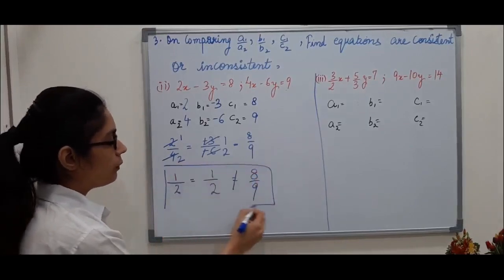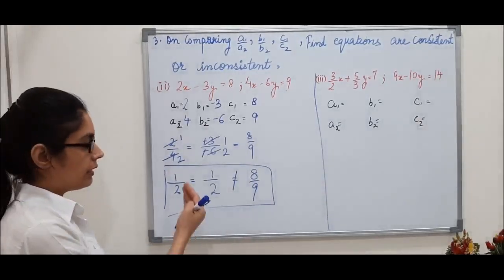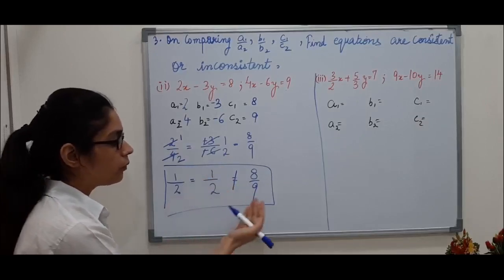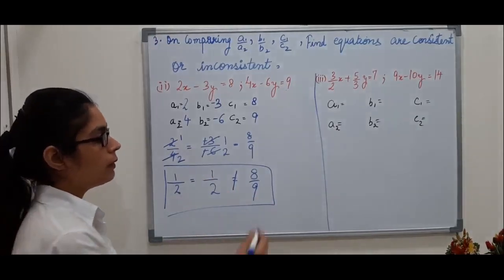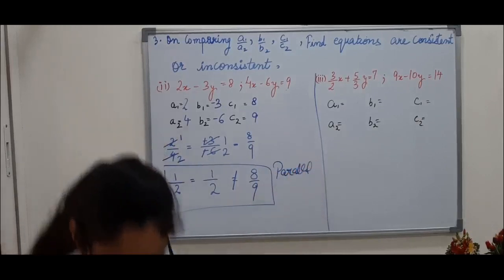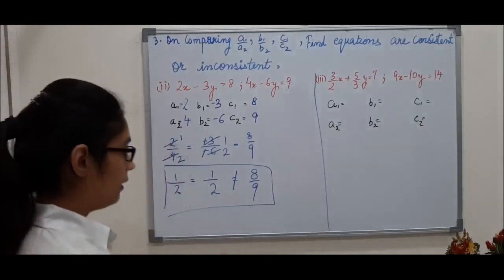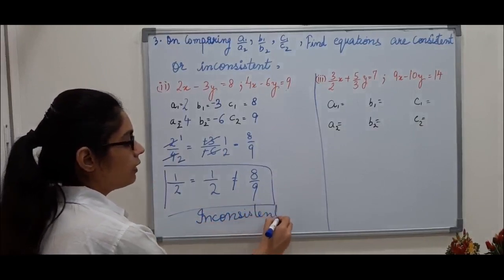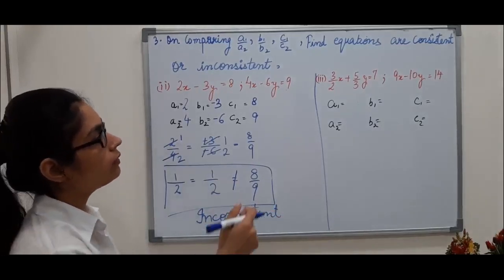Now we have learned some relations at the starting of the exercise. So what do we conclude now? In case when our A1 by A2 is equal to B1 by B2 but not equal to C1 by C2, yes, in that case our lines will be parallel. Parallel lines means that our solution of equations will be inconsistent. Consistent is only in case of intersecting lines.